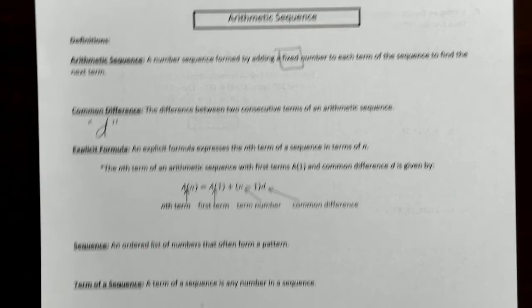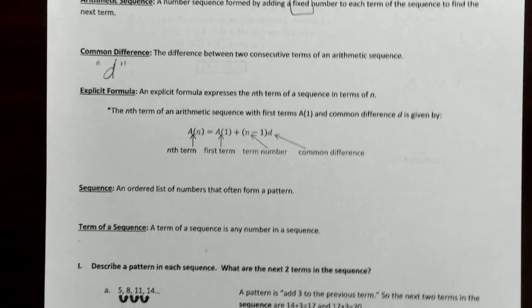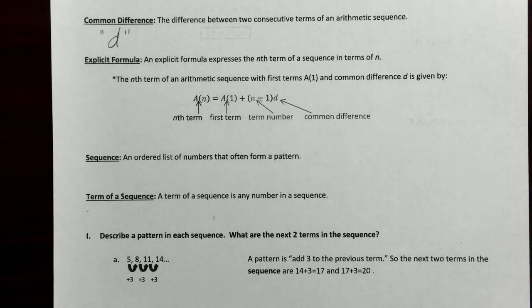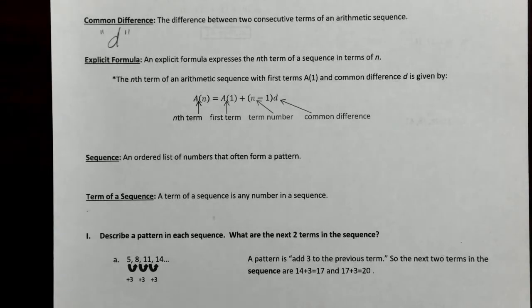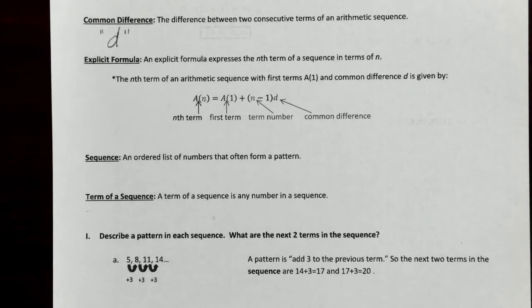Okay, so this is just a little background. It's going to make a whole lot more sense when we start looking at sequences. So again, a sequence is an ordered list of numbers that form a pattern. A term of a sequence is any term in my sequence. Alright, so let's look at A.